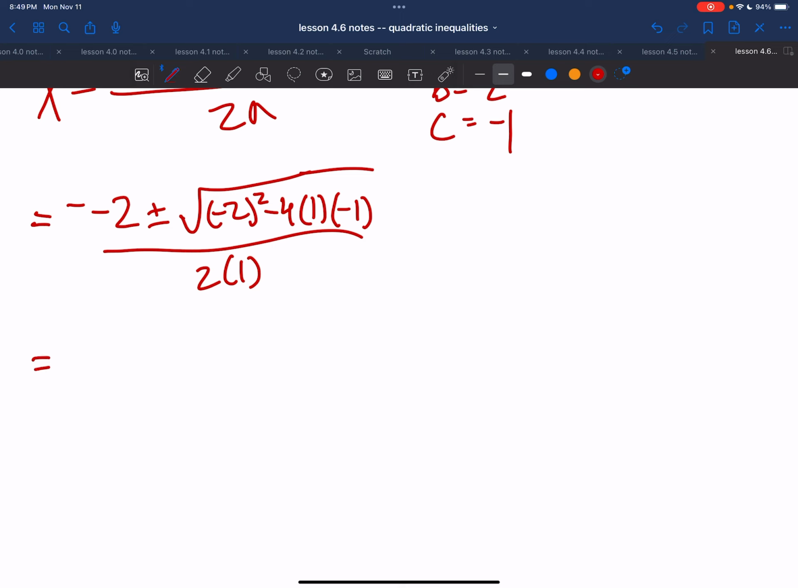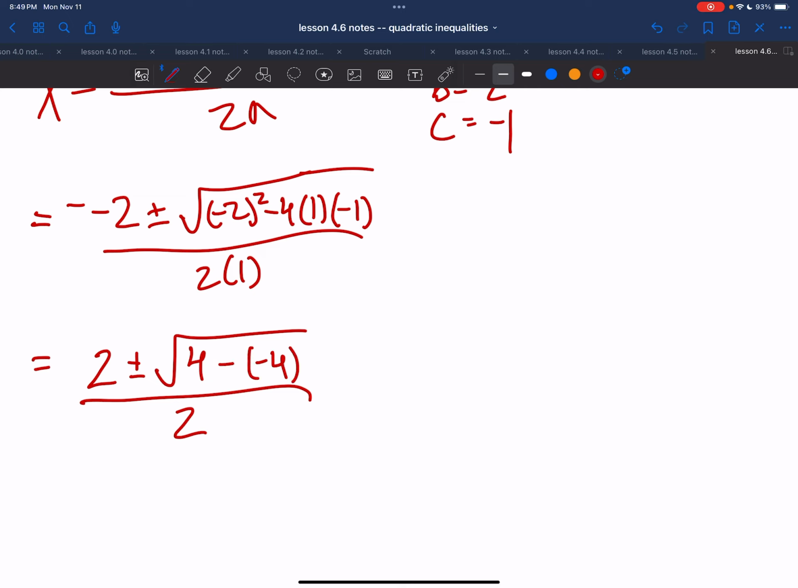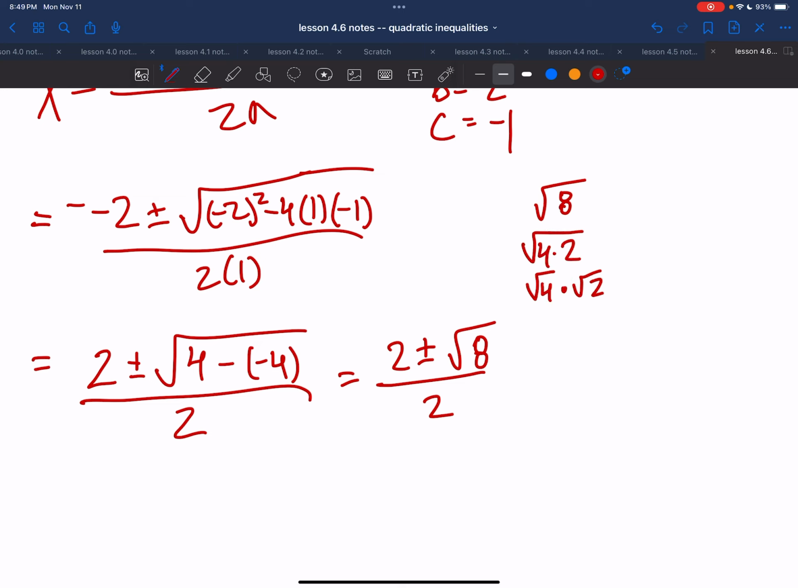Now let's clean that up. It's a little ugly. Double -2 makes +2. 2 times 1 on the bottom is just 2. This is the square root of -2 squared, which is 4, and then 4 times 1 times -1 is -4. So it's minus -4. Of course, 4 minus -4 is just like 4 plus 4, which is 8. Then you can simplify the square root of 8. That's the square root of 4 times 2, so the square root of 4 times the square root of 2, and the square root of 4 is 2. So the square root of 8 is 2 root 2, meaning you could say 2 plus or minus 2 root 2 over 2.